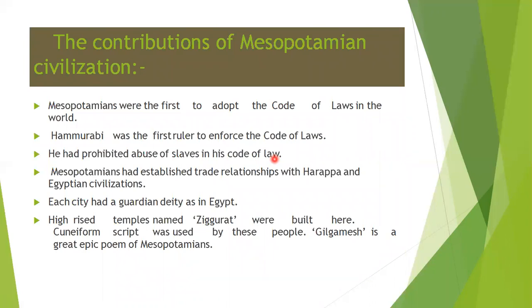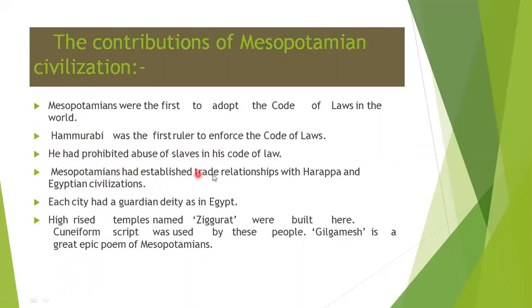And what are the contributions of Mesopotamian civilization? The Mesopotamians were the first to adopt a code of law in the world. Who introduced it? Hammurabi. Hammurabi was the first ruler to enforce a code of law. He prohibited the abuse of slaves in his code of law, because before that the kings abused slaves. So for that purpose he gave this code of law.